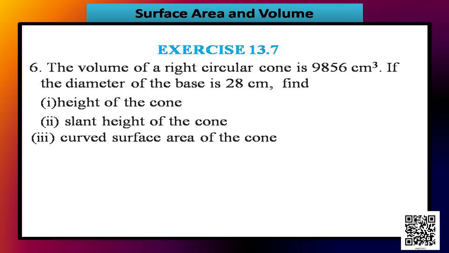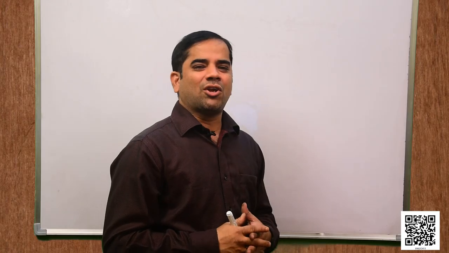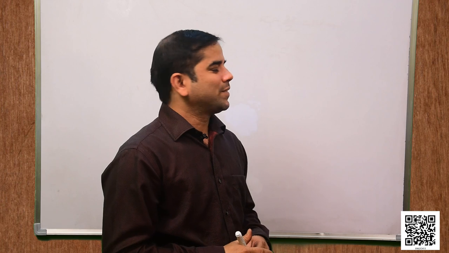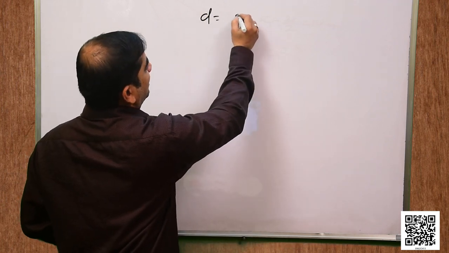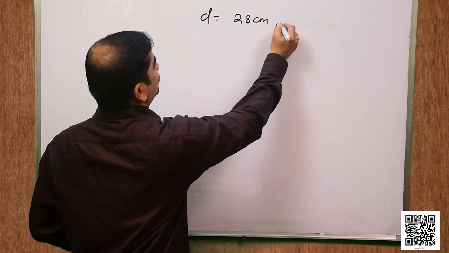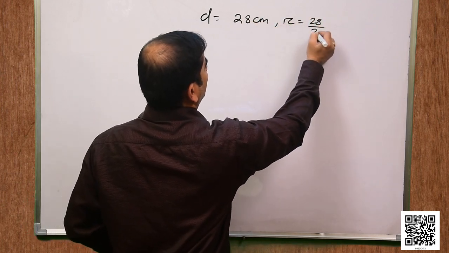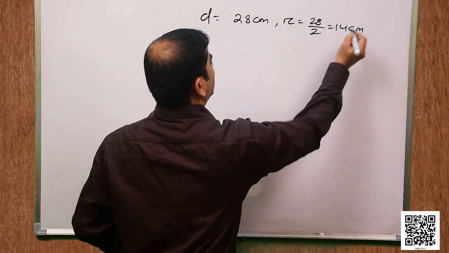It says the volume of a right circular cone is 9856 centimeter cube. If the diameter of the base is 28 cm, find height of the cone, slant height of the cone and curved surface area of the cone. So students, let us now solve the question. Okay. So as per the given data, diameter is 28 cm. So radius is 28 by 2, that is 14 cm.